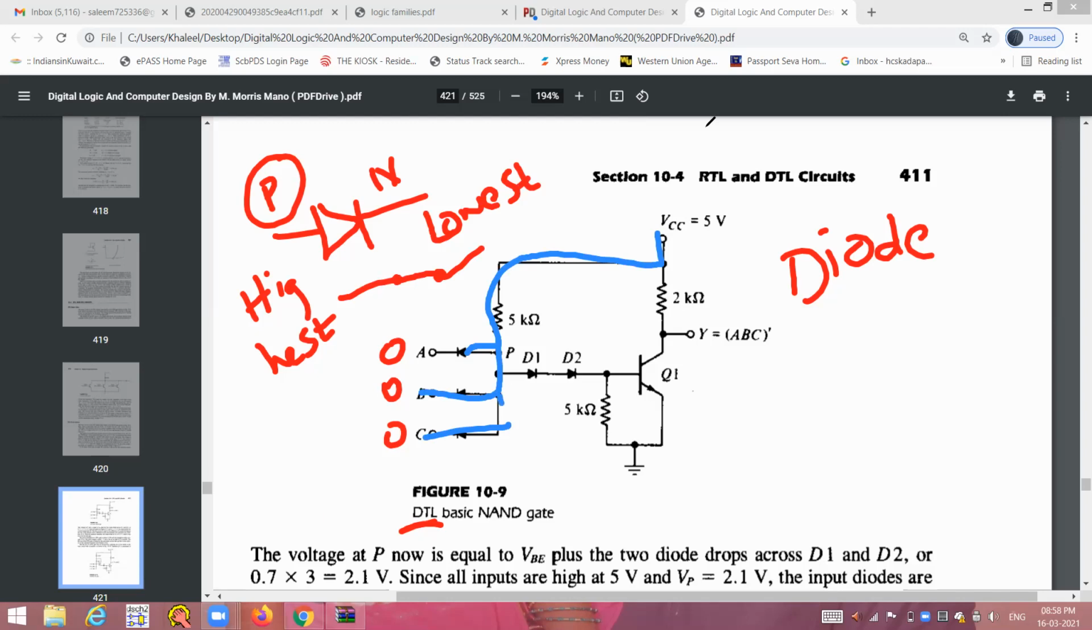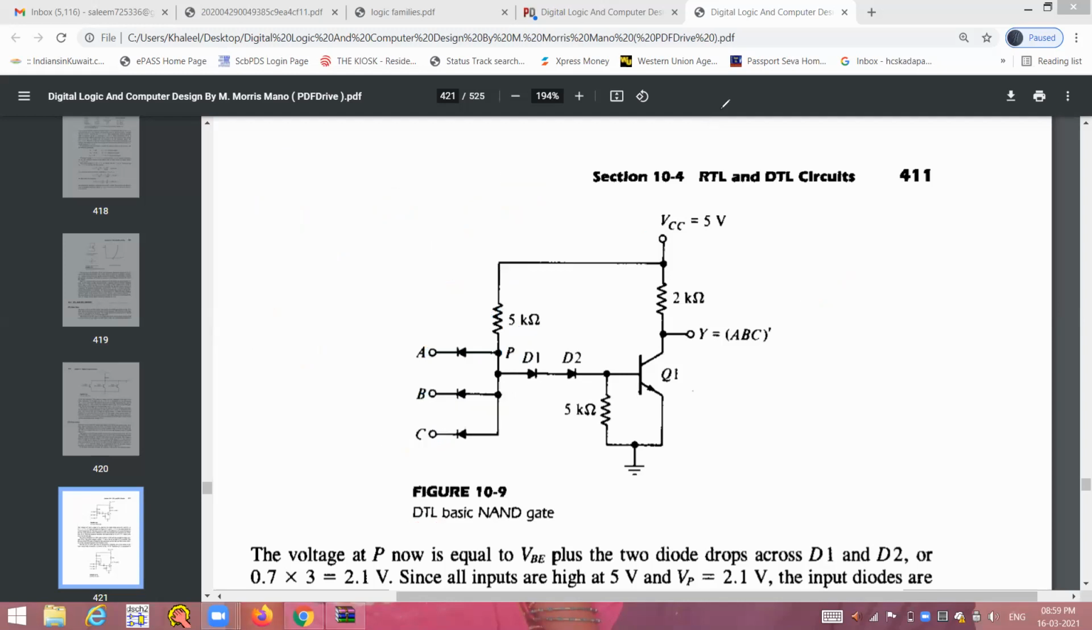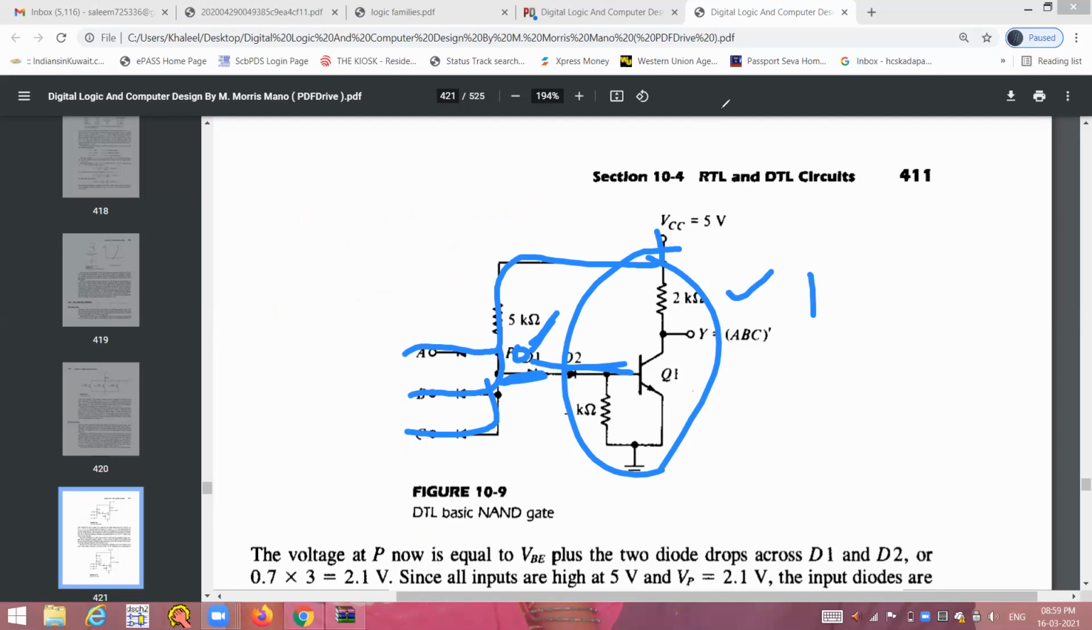If one of the inputs is 0 here, then the output here is also 0. At this point the output is 0. Why? Because the entire current will flow like this, through this one. If one of the diodes is on, then the output will be 0, either with this diode or with this diode. Since it is 0, now what happens? It is an inverter. If the input to this inverter is 0, then the output is equal to 1. Therefore it is a NAND gate.